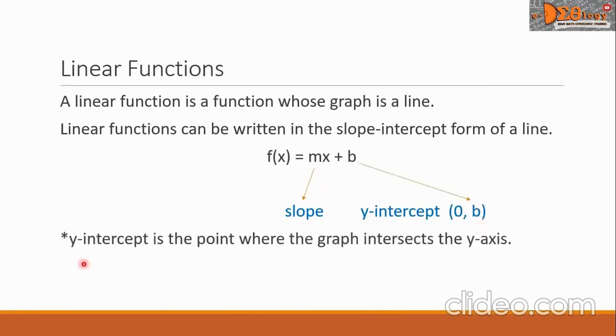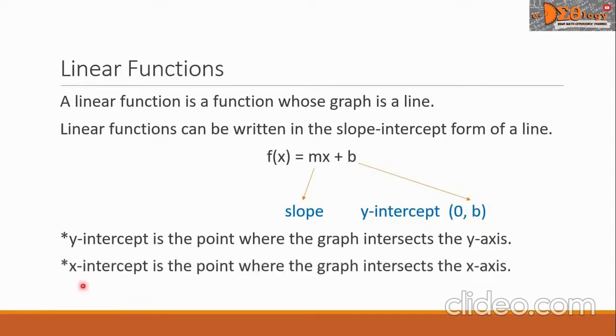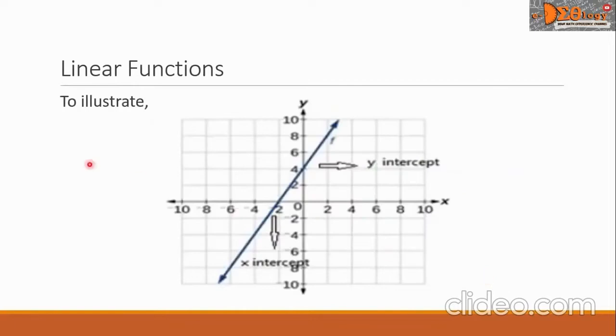As defined, y-intercept is the point where the graph intersects the y-axis. Also, there is x-intercept, and that is the point where the graph intersects the x-axis. To illustrate, we have here a line, and with respect to the rectangular coordinate system, this point here is the y-intercept, while this point is the x-intercept.